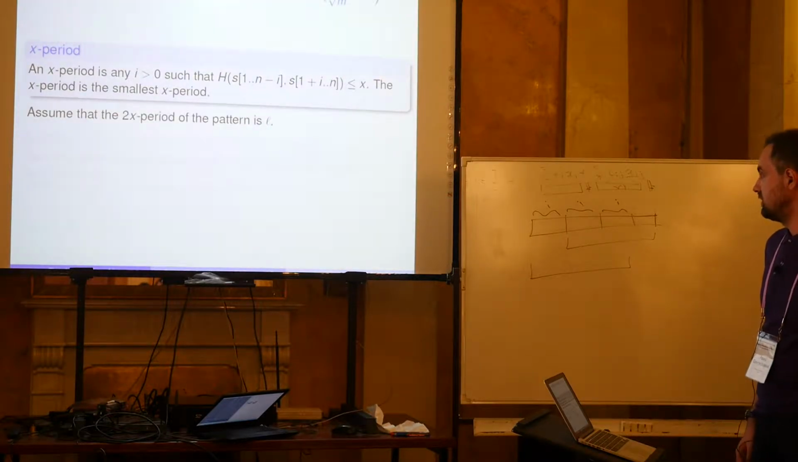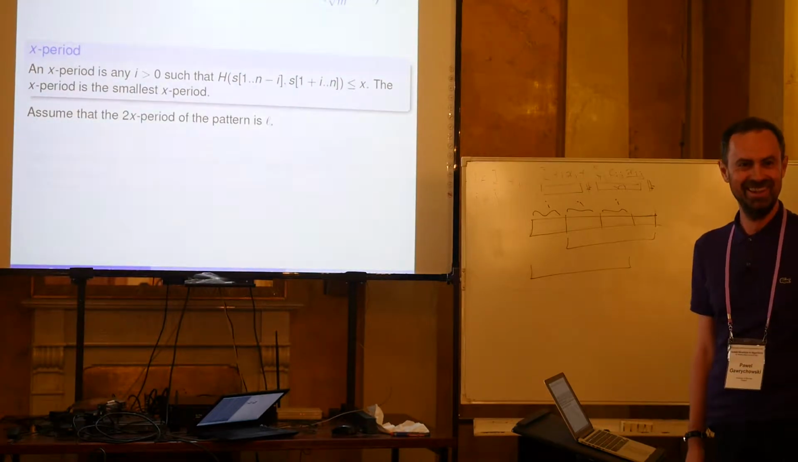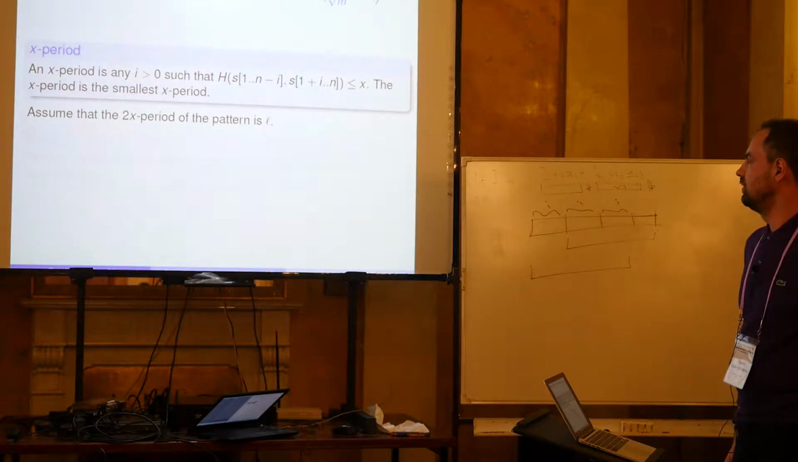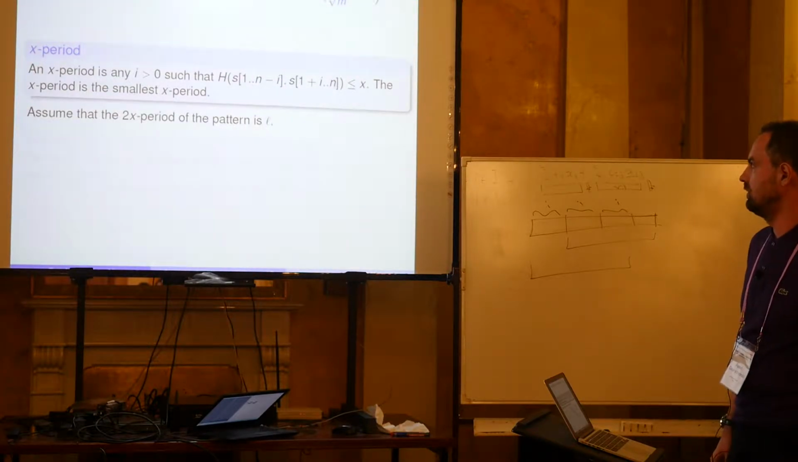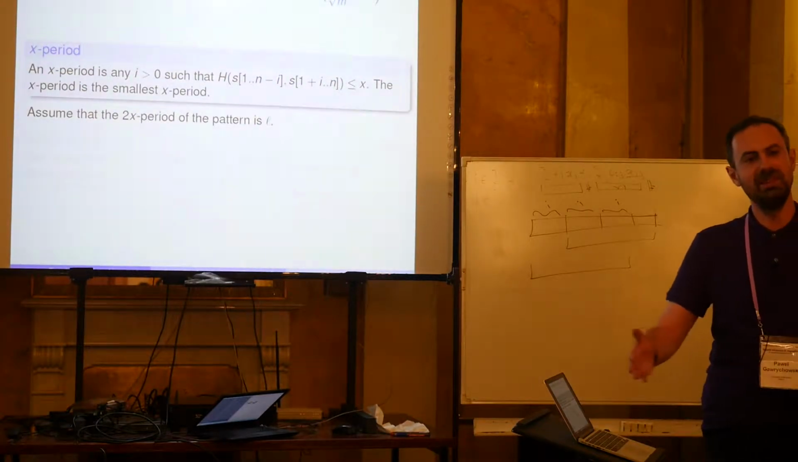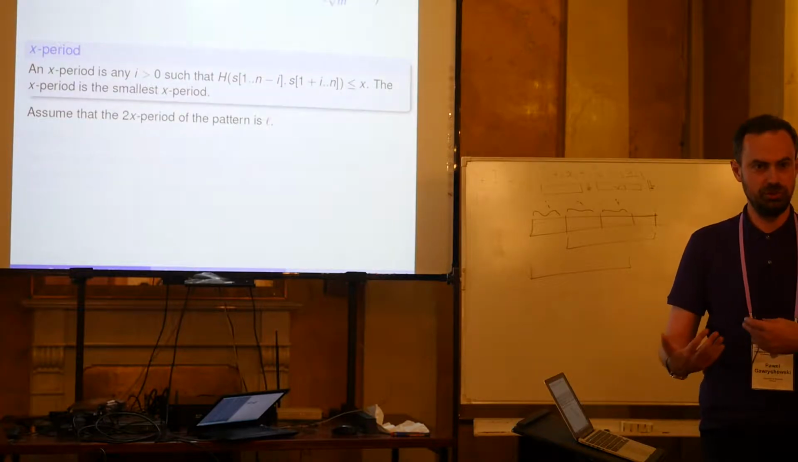So I have this definition, but we want a lemma, not a definition. So what you can do here: let's say you have your pattern, and let's look at its 2x period. Again, you could have many different 2x periods, and you choose one of them.